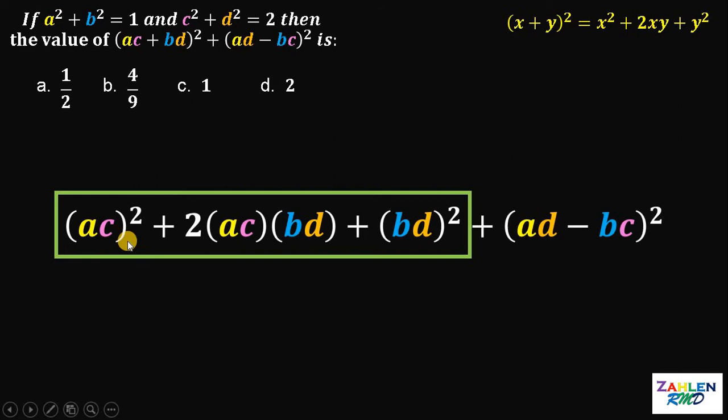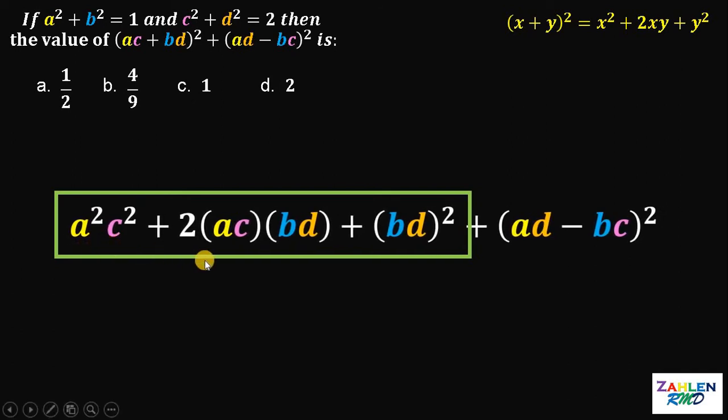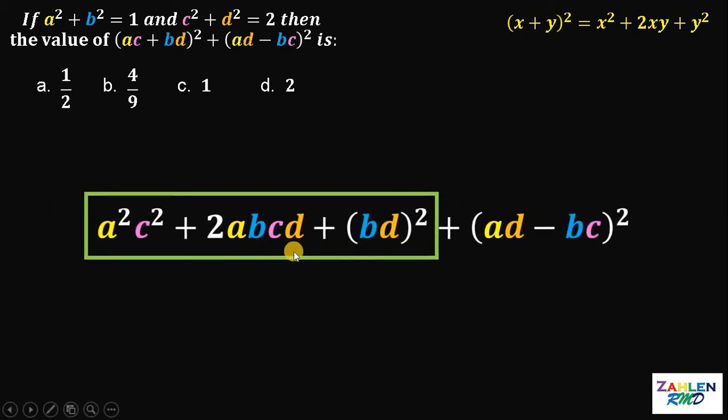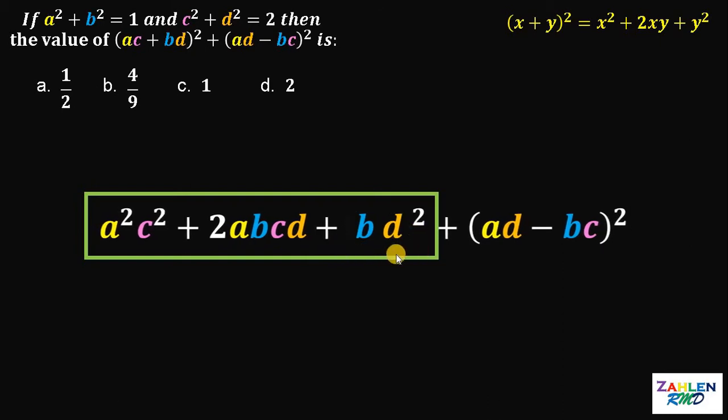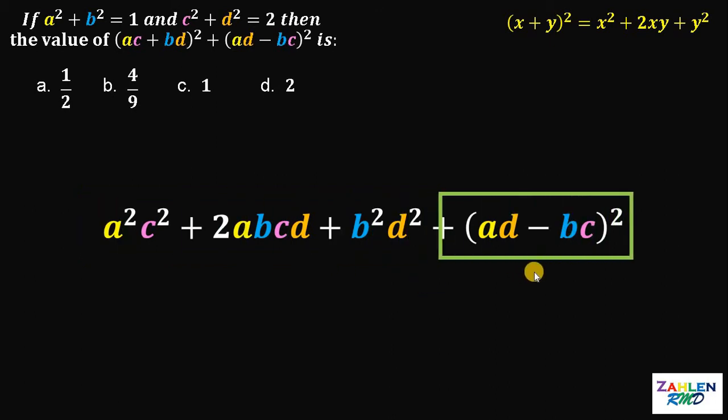Now, (ac) squared can be written as a squared times c squared. And 2 times ac times bd can be written as 2 times a times b times c times d. And this (bd) squared is just b squared times d squared. Now at this point, let's focus on the other expression. Let's expand this expression also.